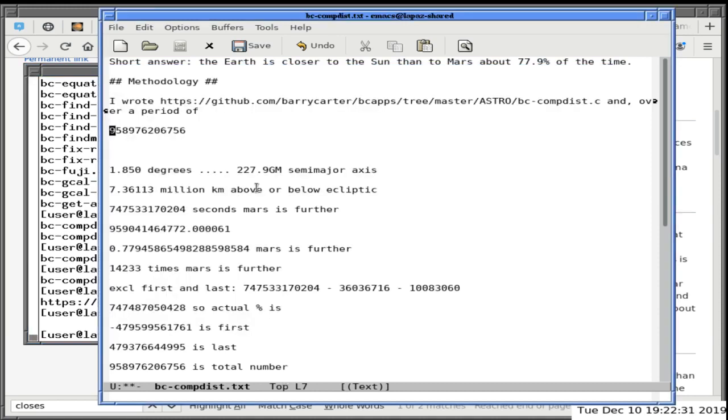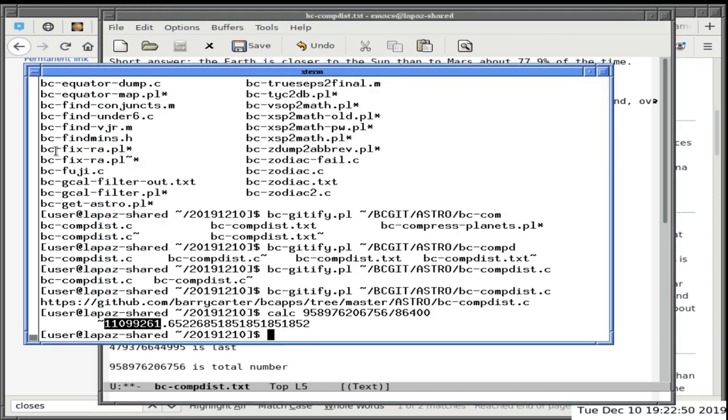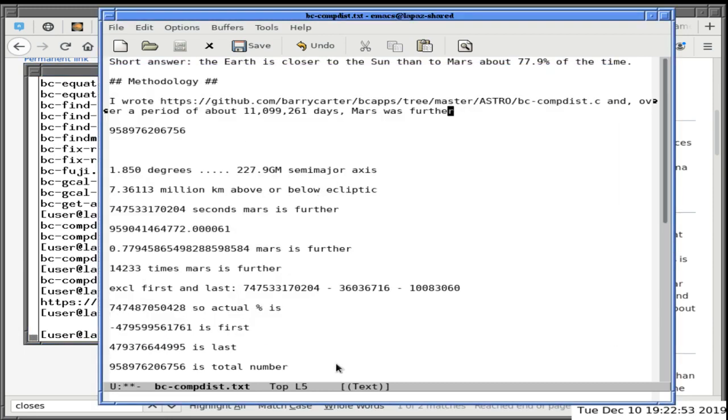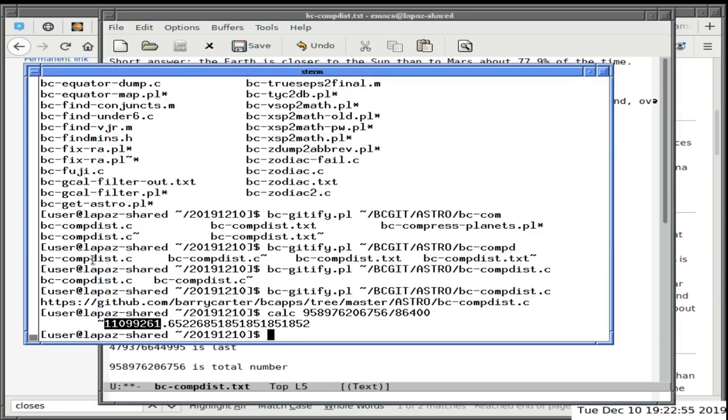And that number needs to be rounded up. Over a period of about 11 million days. Mars was further. Oh, actually, this needs to be a 2. And actually, why don't we just go ahead and give it as 0.65?